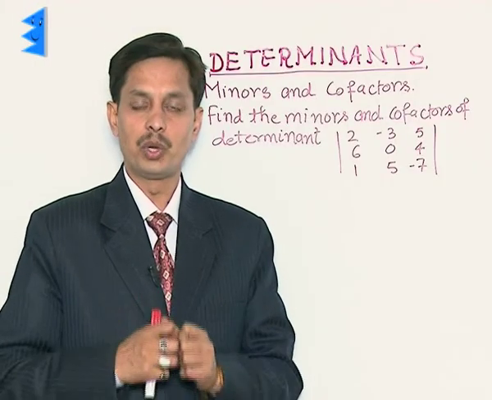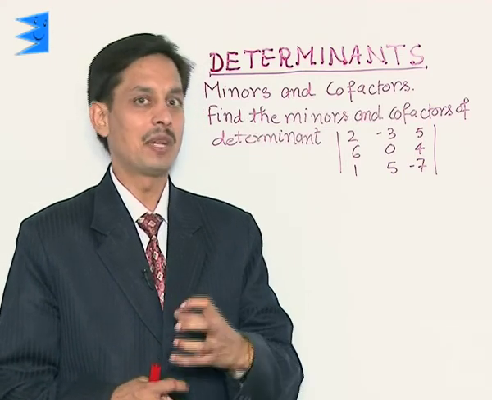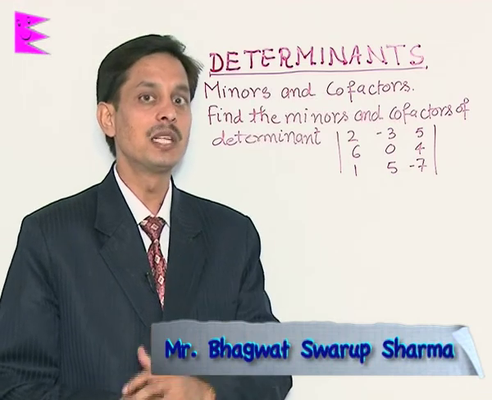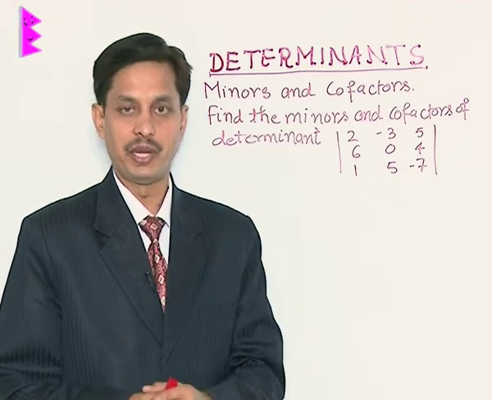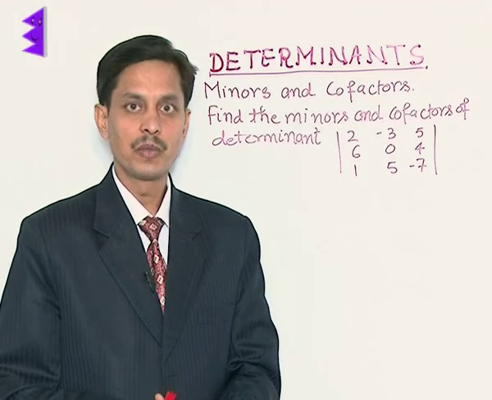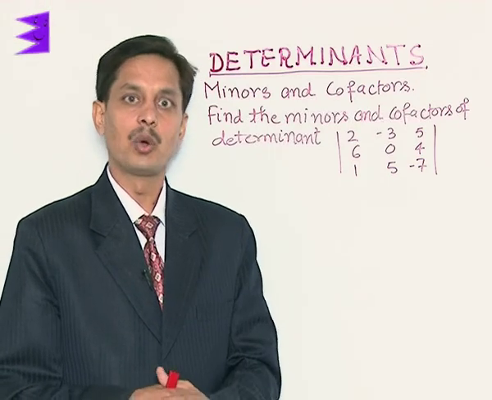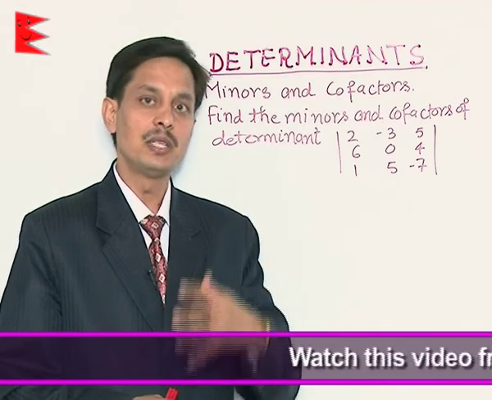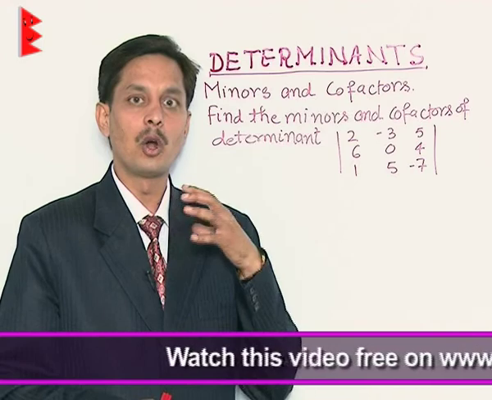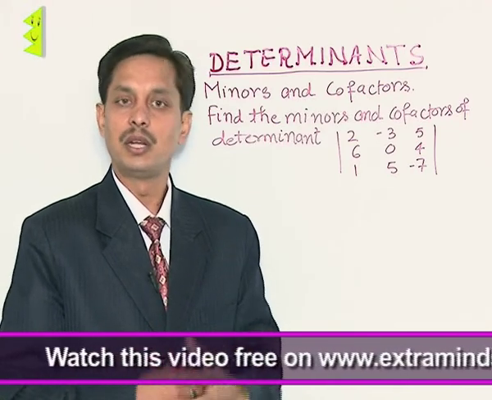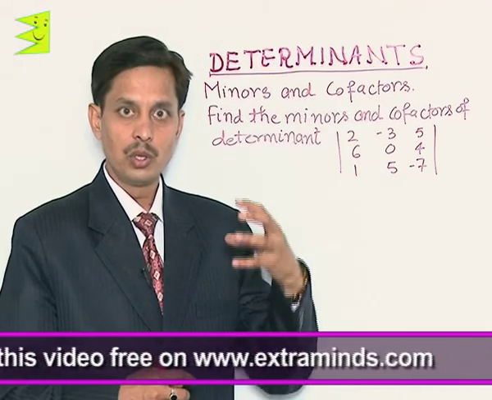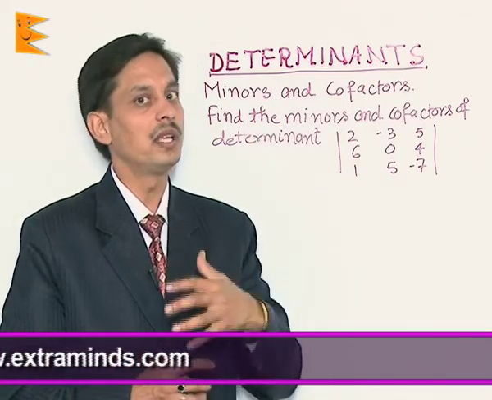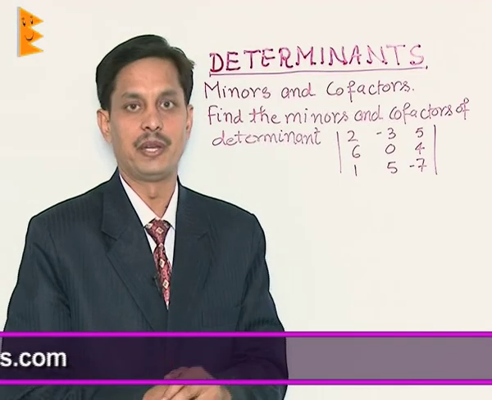Now I am going to discuss with you the concept of how to find the minors and cofactors of the elements present in any determinant. This is very useful because without calculating the cofactors we cannot find the adjoint of a matrix, and the adjoint is very useful when we are obtaining the inverse of any matrix directly. So you have to understand how we find the minor and what the relation between minor and cofactor is.